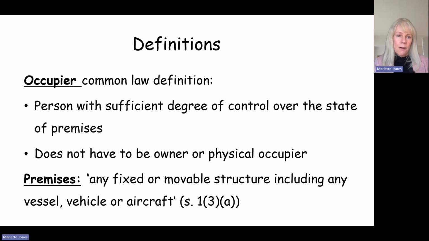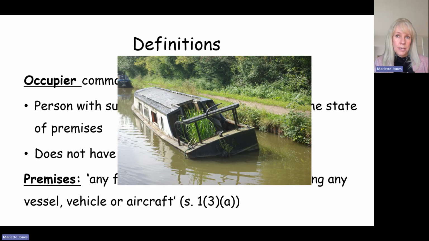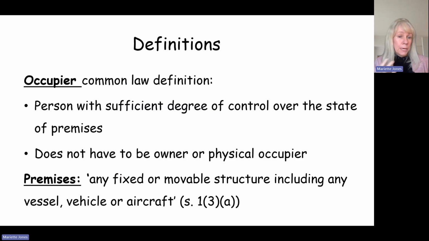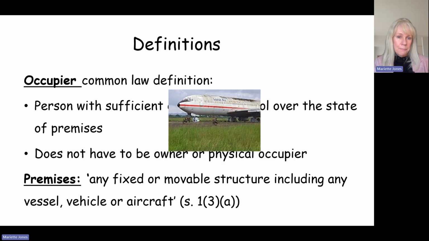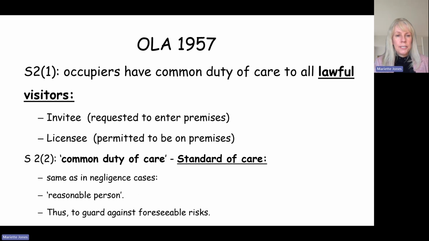Premises are defined as any fixed or movable structure, including any vessel, vehicle, or aircraft. So the premises could, for example, be a boat or even an aeroplane.